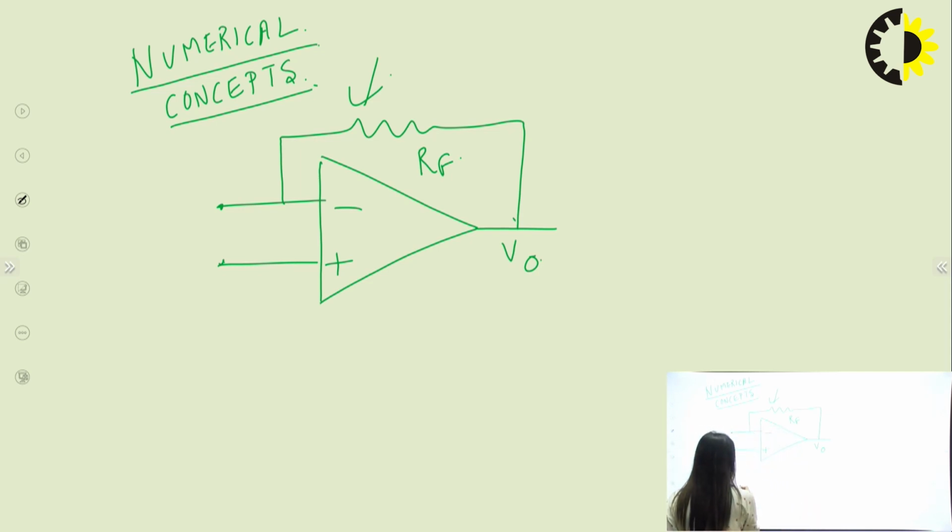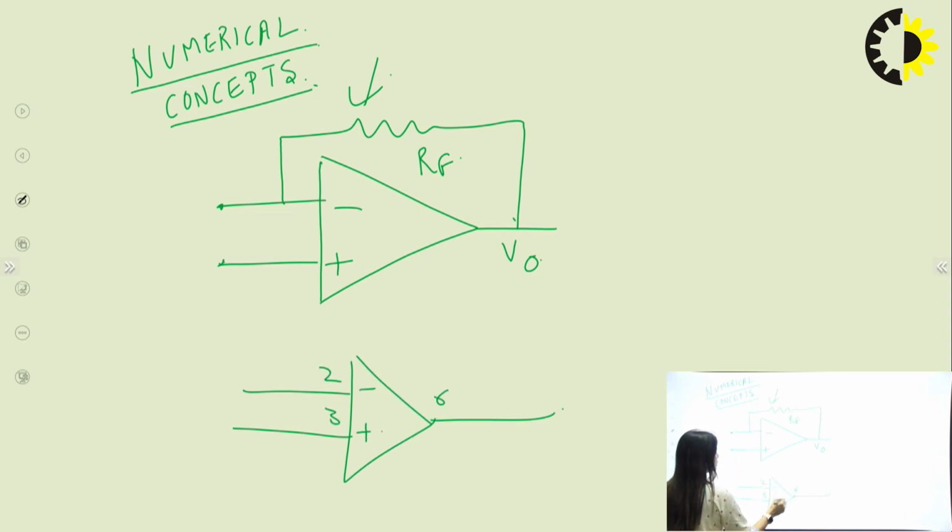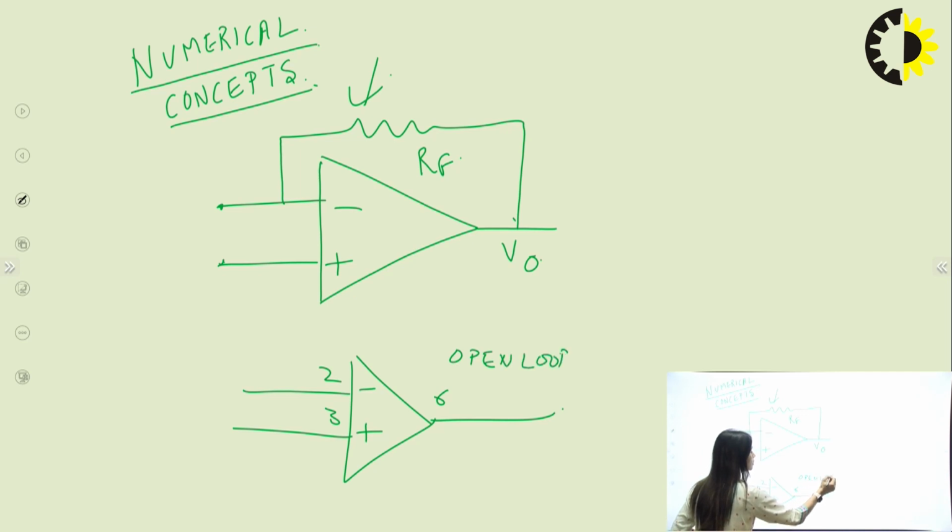Next, if there is no connection between input and output, this is open loop. There is no resistance, no capacitance, nothing between point number 2 and point number 6. So this is open loop, and this is closed.